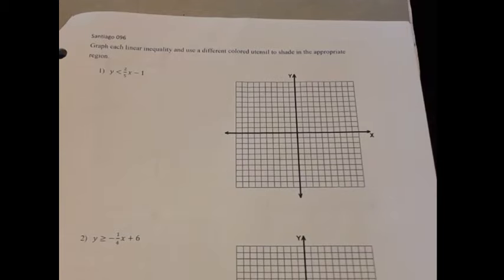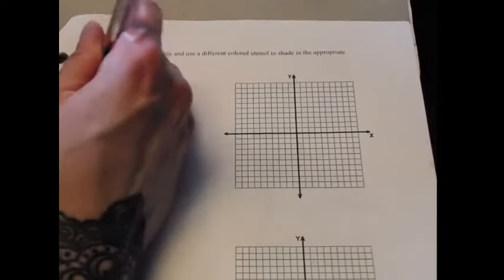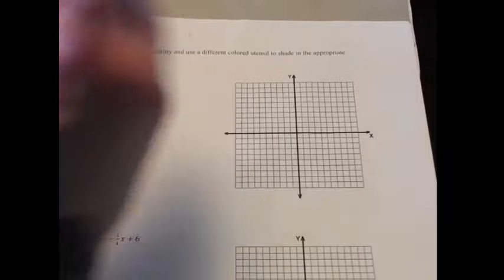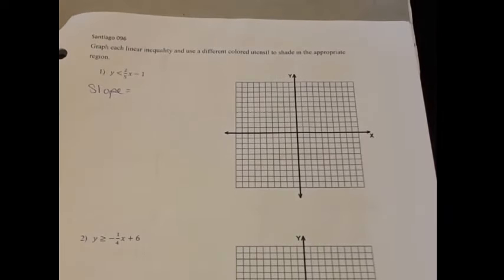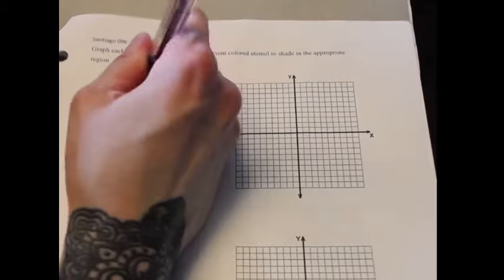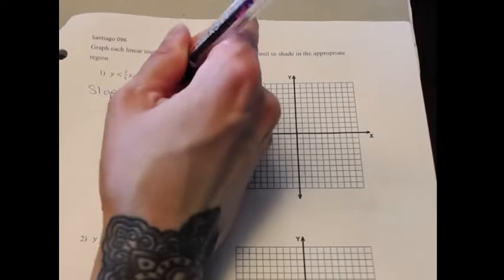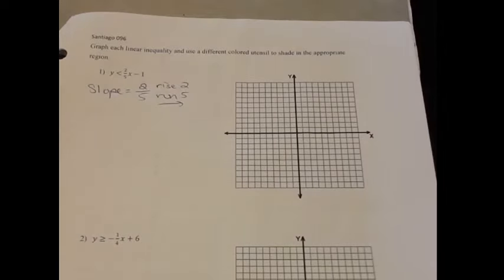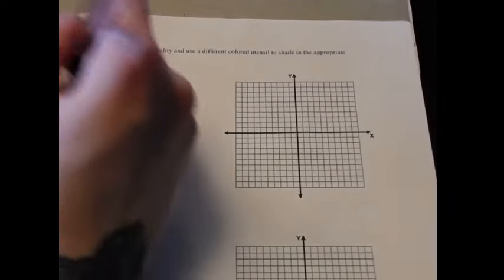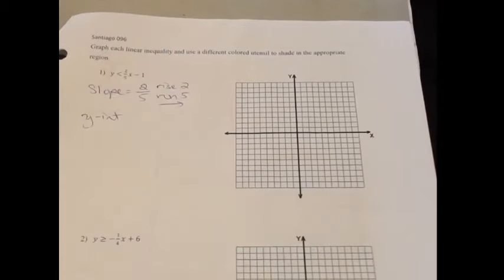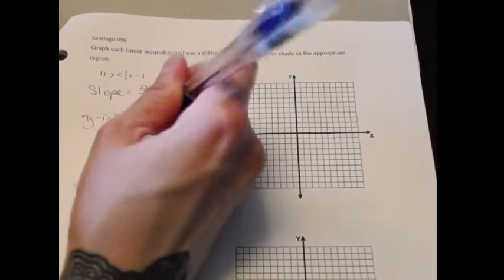Okay, first we have y is less than 2/5 x minus 1. Let's begin by writing out what the slope is. The slope in this case is 2/5. As a reminder, slope is rise over run. So this means we're going to rise 2 and run 5. Again, you always want to run to the right. Next, we want to identify our y-intercept. Our y-intercept in this case is (0, -1).